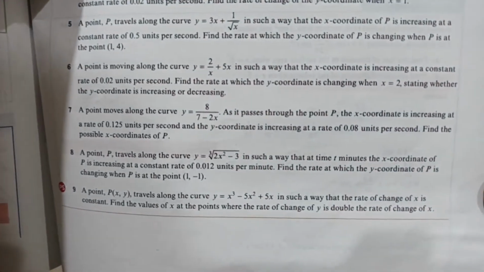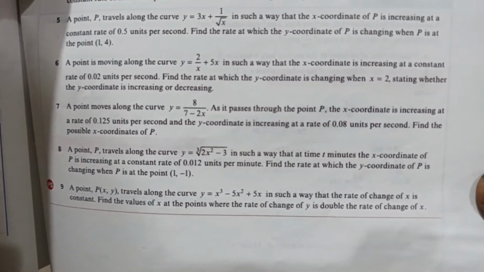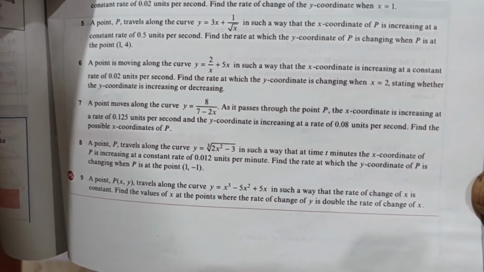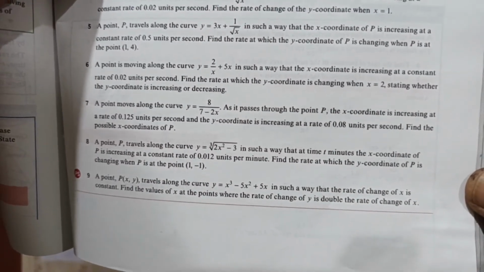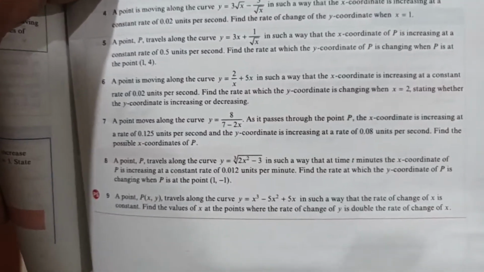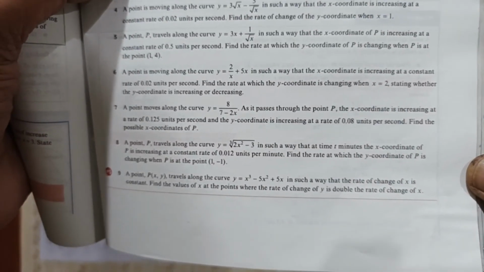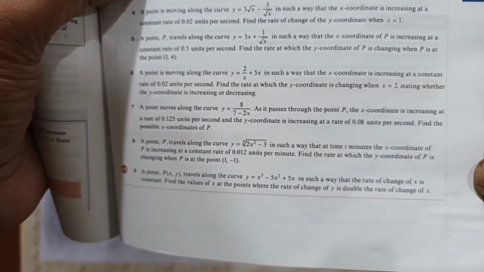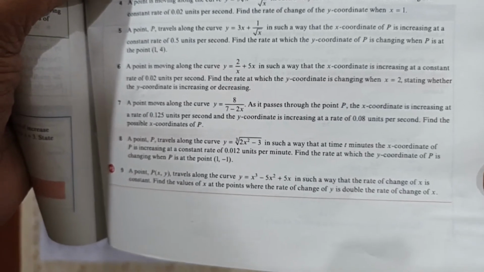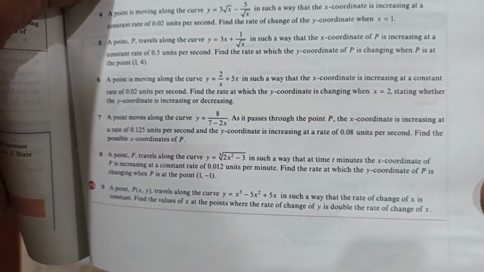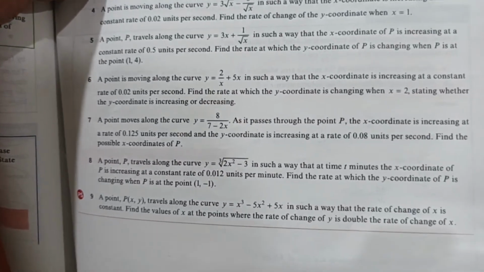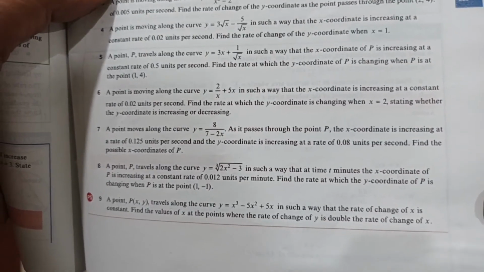So let's start. We have done question number 1 already. So here you go, question number 6 showing up on your screen. It says a point is moving along the curve y equals 2 divided by x plus 5x in such a way that the x coordinate is increasing at a constant rate of 0.02 units per second. Find the rate at which the y coordinate is changing when x is equal to 2, stating whether the y coordinate is increasing or decreasing. So this is question number 6. I hope it's visible to you. So let's start.